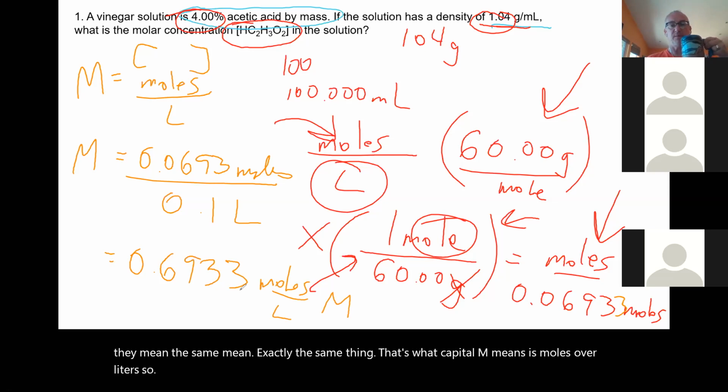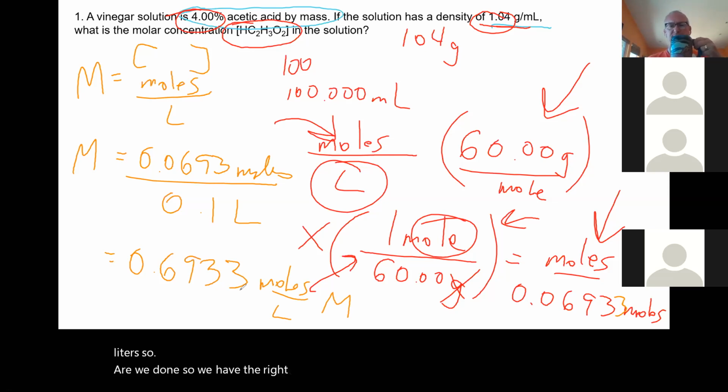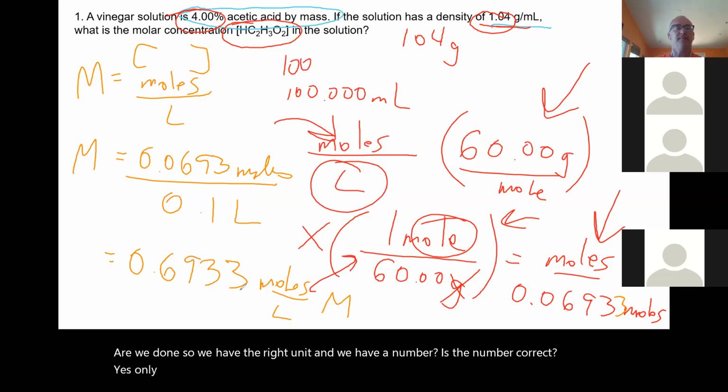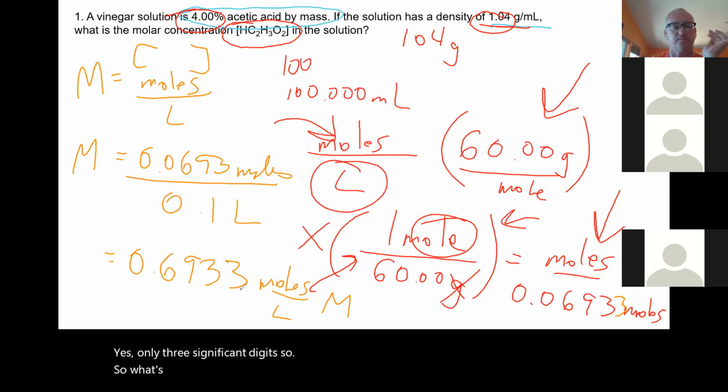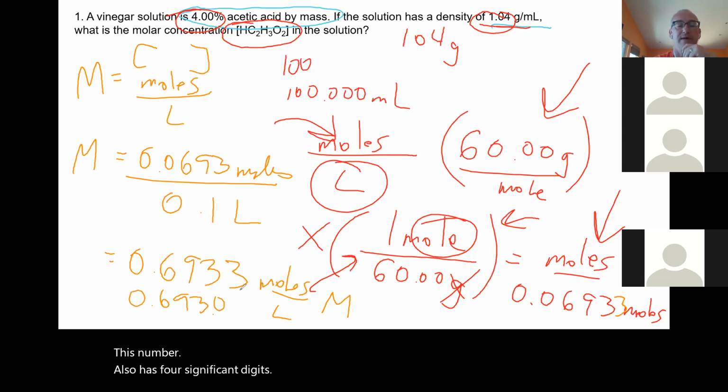So are we done? We have the right unit and we have a number. Is the number correct? No, because you need to do 3 significant digits. So what's our final answer? 0.6930 M. Nope. You don't include the 0. If you include a 0, then it'd be 4 significant digits, because there's no reason to put a 0 after the decimal unless you've actually measured something that accurately. You know what I mean?